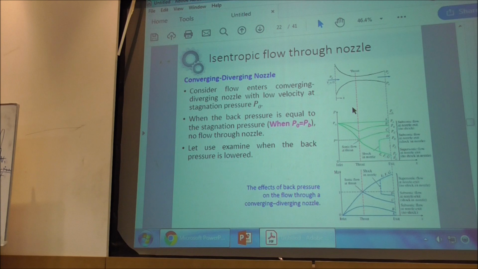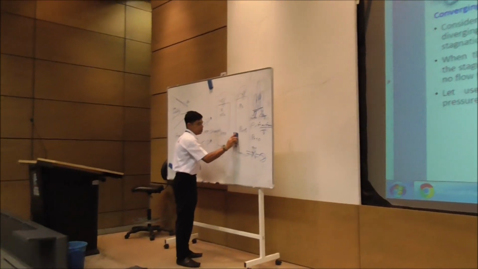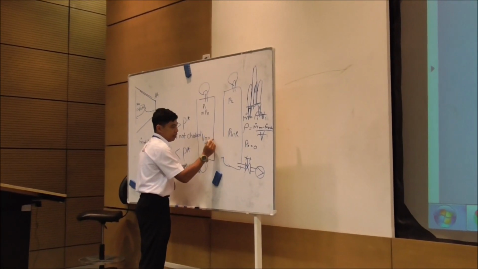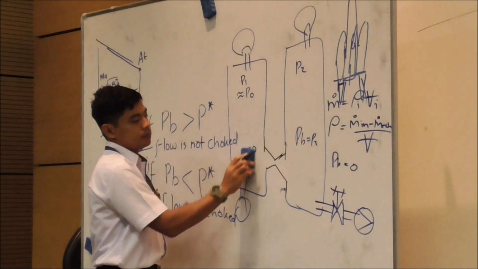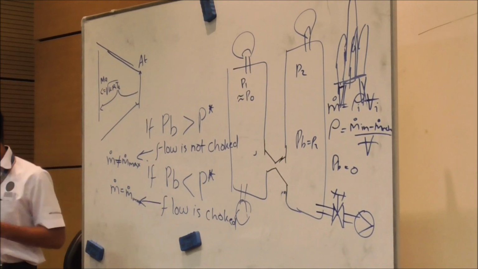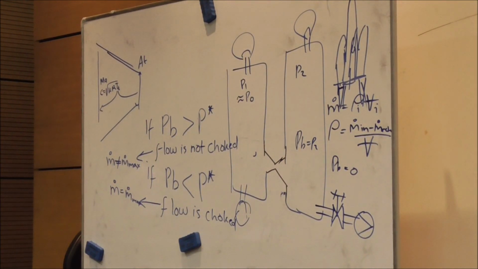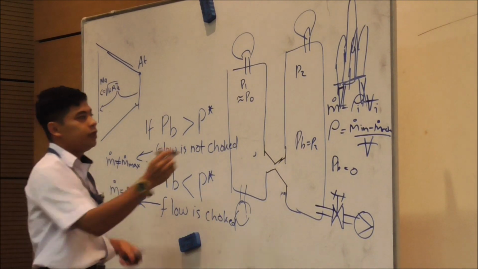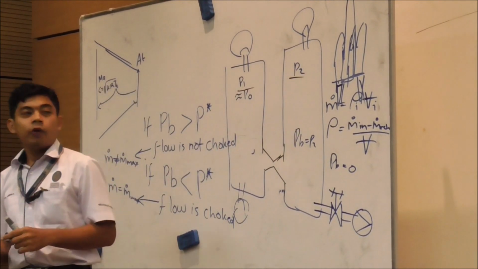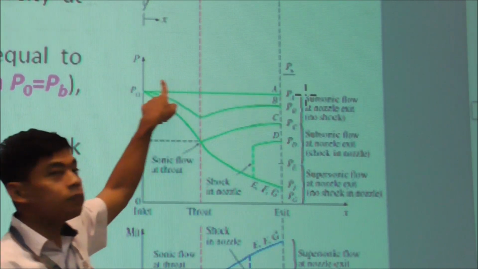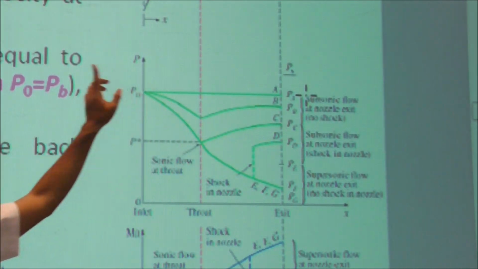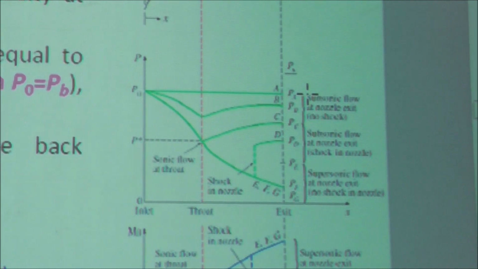Now, similarly, we do that, but now we have a converging-diverging nozzle. So rather than having only those, it will be like that. Same concept. We start with the pressure P0 equal to PB, or P1 equal to P2. When P1 is equal to P2, you can see there is no flow. So the pressure is constant along the nozzle. No flow, no pressure difference.